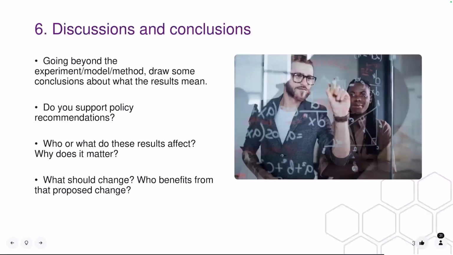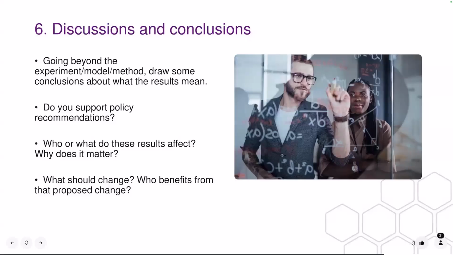Then once you've run your experiments and analyzed the data, you can then start to interrogate the results and form some conclusions. So this means going beyond the experiment and the model or the method to draw some conclusions about what the results mean. So what sort of picture they're actually forming. So do you support policy recommendations based on your research? Is there anything that's sort of coming up? Like, is it pointing in a particular direction? Who or what do these results affect? Why does it matter? What should change? Who benefits from that proposed change?